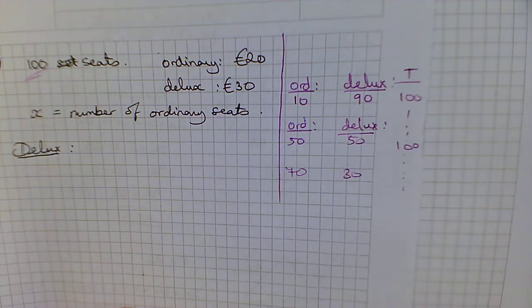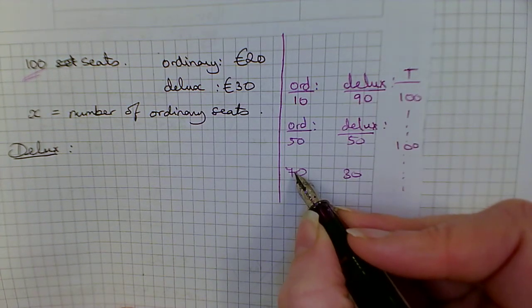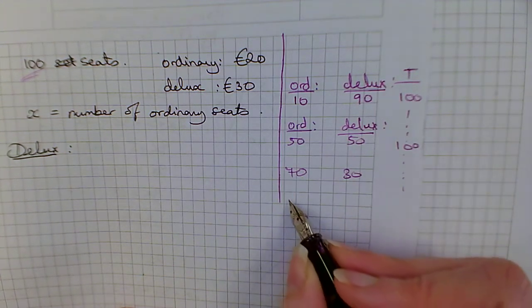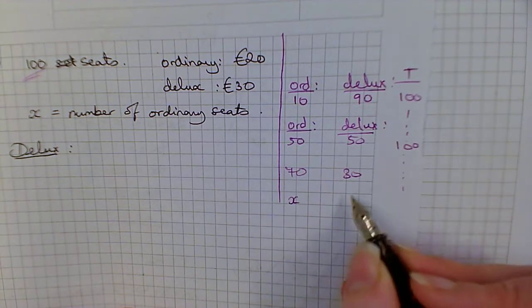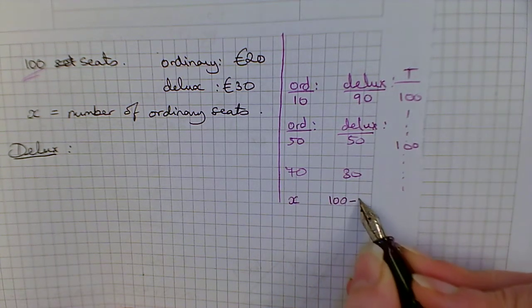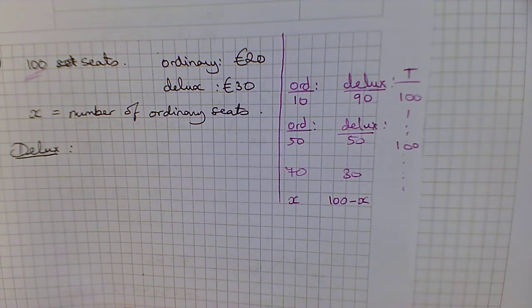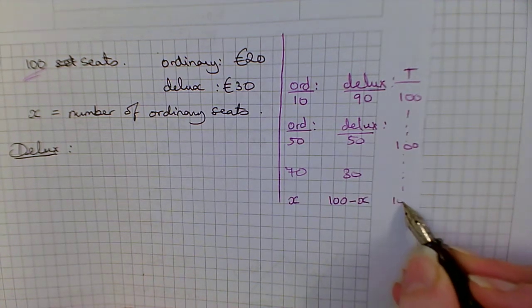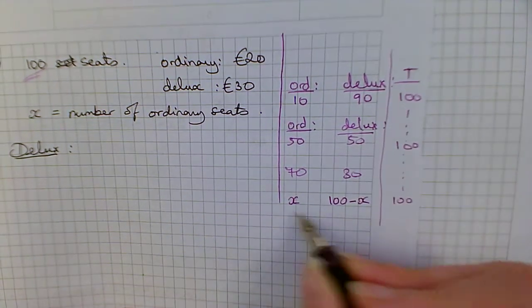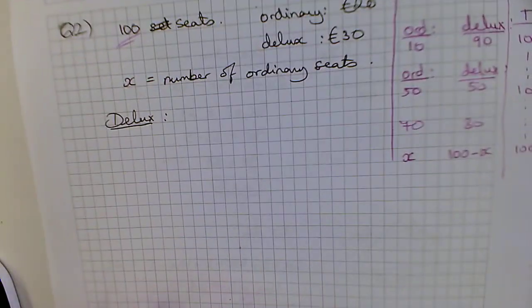So you can see what we're doing here. I'm subtracting this from 100. So when the number of ordinary seats is x, the number of deluxe seats must be 100 minus x in order for my total to stay at 100 when I add them back together.